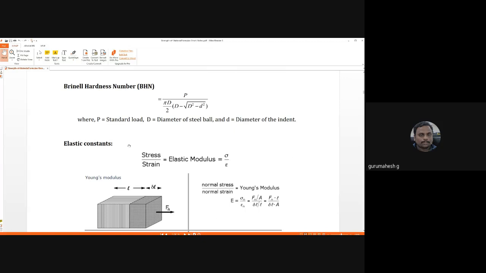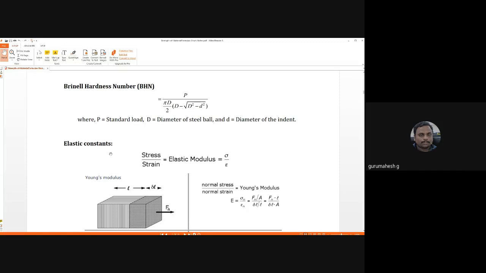Next, elastic constants. Generally we have E, G, K. E is the Young's modulus, G is the rigidity modulus, K is the bulk modulus. Generally these three are called elastic moduli. There are three types: the first one is Young's modulus, the second one is rigidity modulus, the third one is bulk modulus. First we'll see Young's modulus.